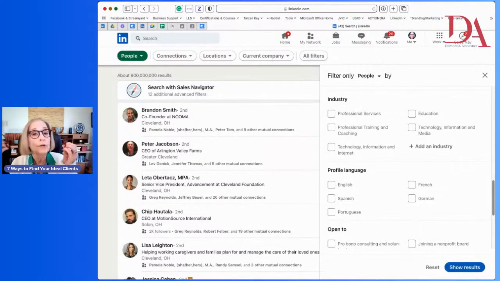Now, it's going to take some playing around. I will get, for instance, very different results if I look at the professional training and coaching industry versus looking at specific job titles within that industry. I get different results because not all coaches would consider themselves in the professional training and coaching industry. They just don't always identify themselves that way. So you have to play around.